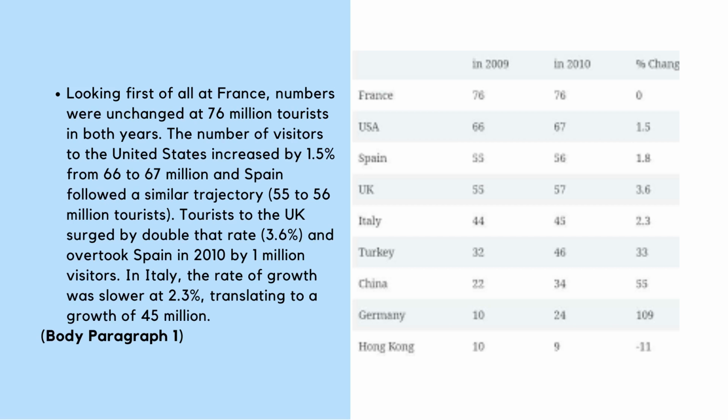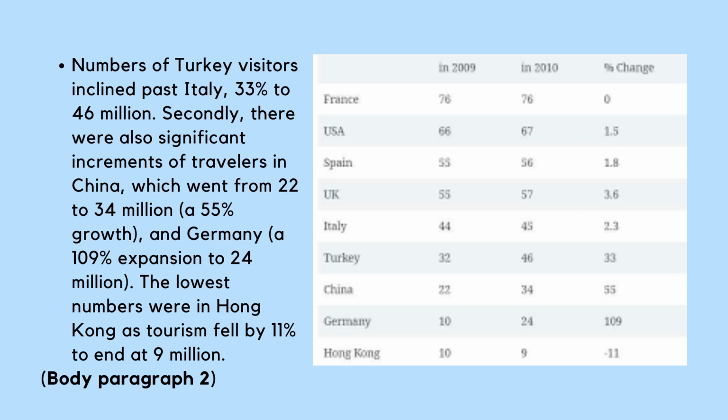In Italy, the rate of growth was slower at 2.3%, translating to a growth to 45 million. Numbers of Turkey visitors inclined past Italy, 33% to 46 million. Here in this body paragraph, you can see that I have compared each and every country excluding China, Germany and Hong Kong. I have used words such as inclined, growth, slower, surged, similar trajectory, increased, and so on to compare the data and to link the information.